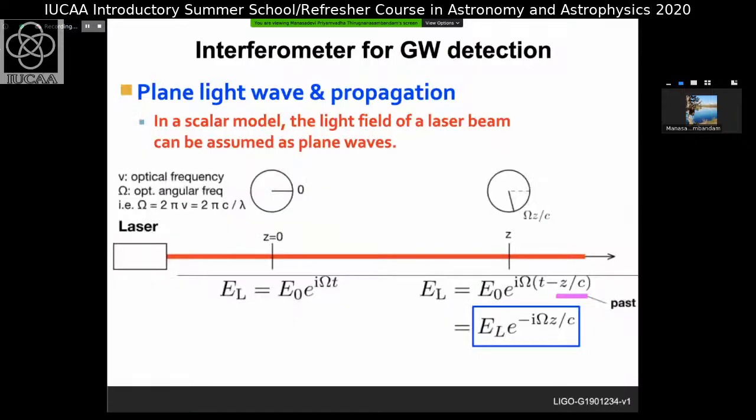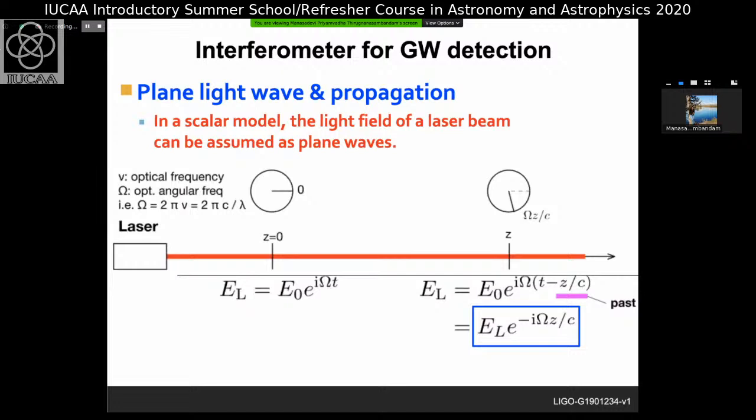To understand this a little better, we'll work out a little bit of the math to understand how we arrive at the final configuration of the interferometer. So what you consider is you have a laser, and we'll consider the scalar model to define the electric fields. And we'll assume that they're all plane waves.